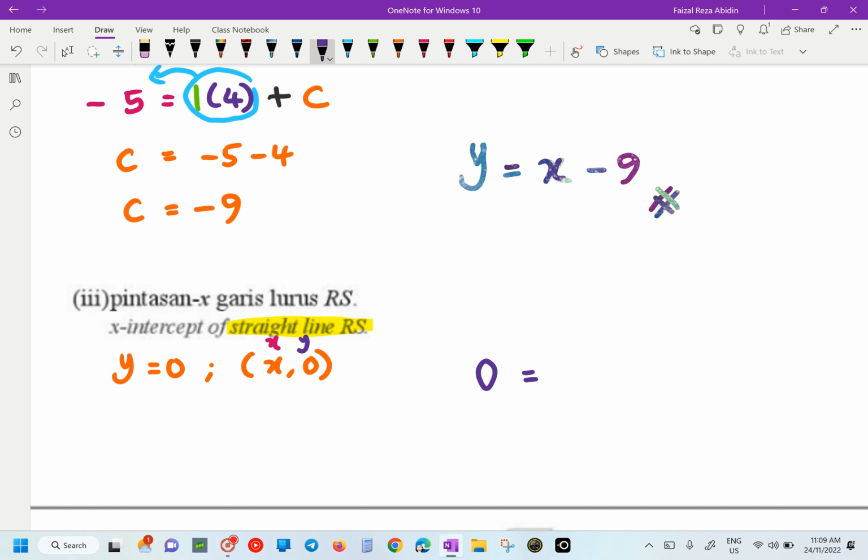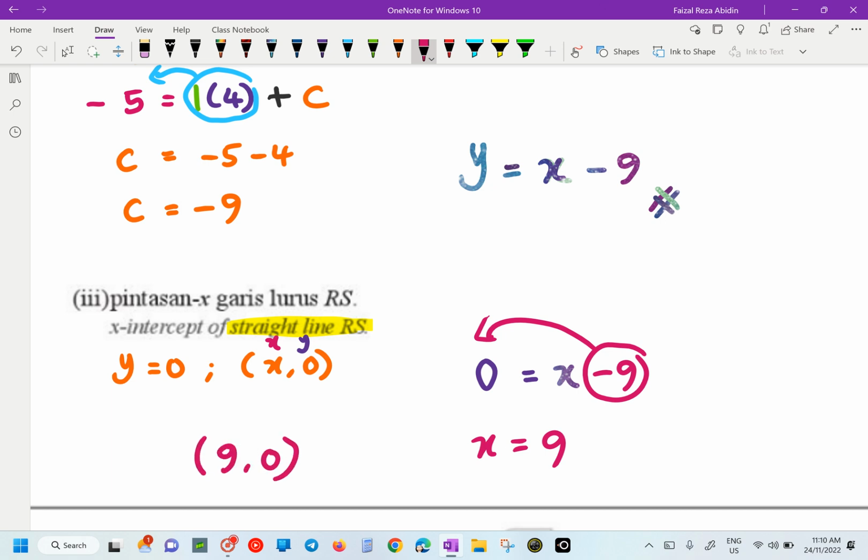So just substitute into our equation there: 0 equals x minus 9. Can you find your x now? Bring negative 9 to the left side. Your x here is going to be 9. That's going to be our x value. Is it our coordinate? No. So our coordinate will be (9, 0). This is the x-intercept. Can, girls?